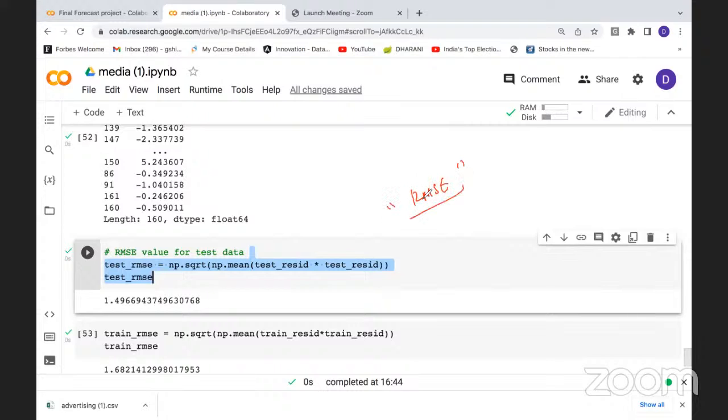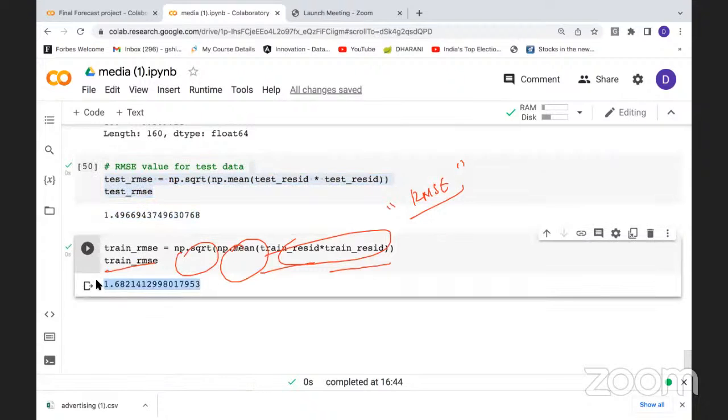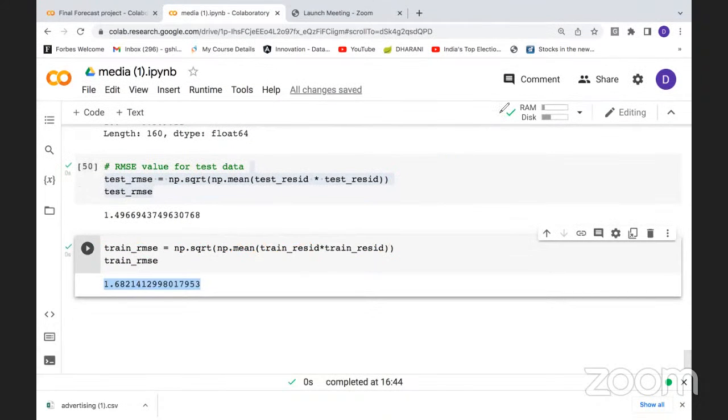For regression based algorithms, this is a test receipt, this is a test receipt. Square them, take the average, and take the square root of it, which is the RMSE. So if you check, the RMSE value on this very small data set is 1.49 for one and 1.68 for the other. So it means that your model is a right fit. Both are nearly equal. It is a right fit.